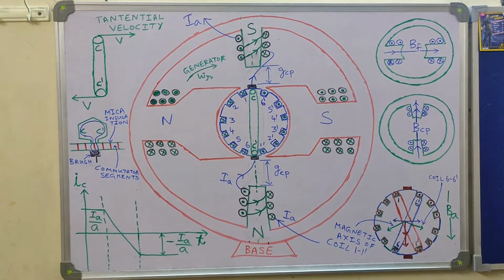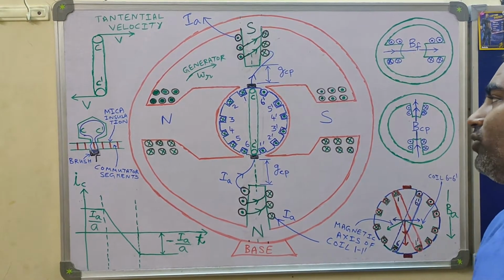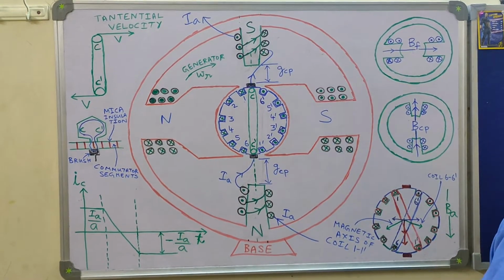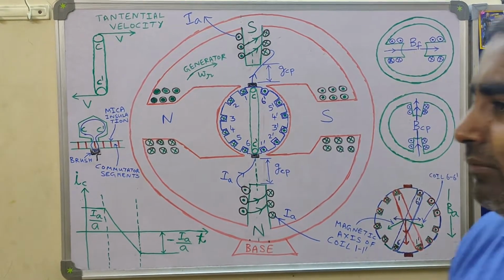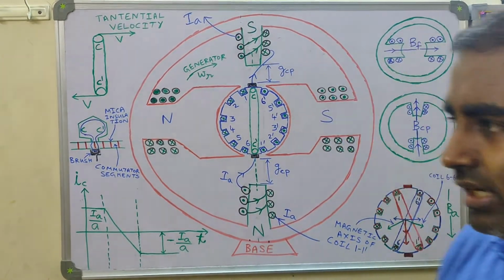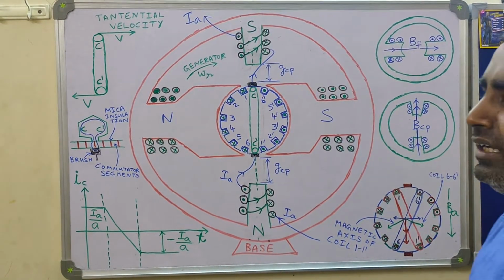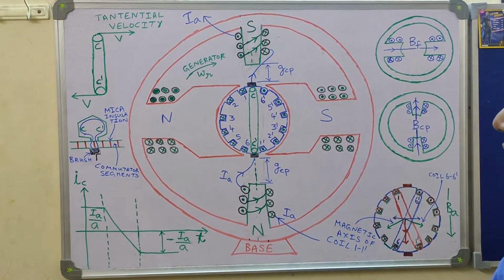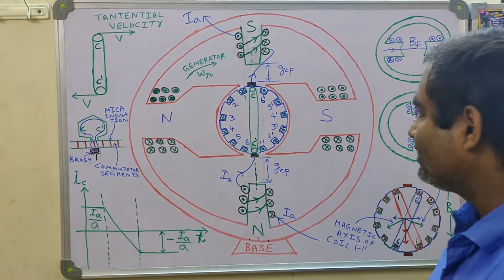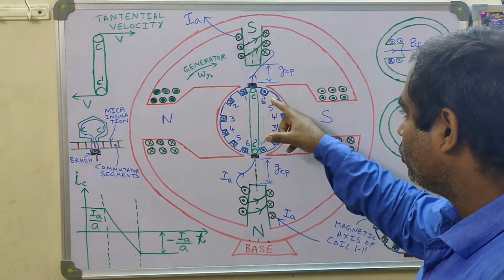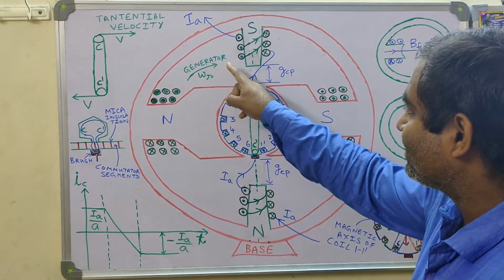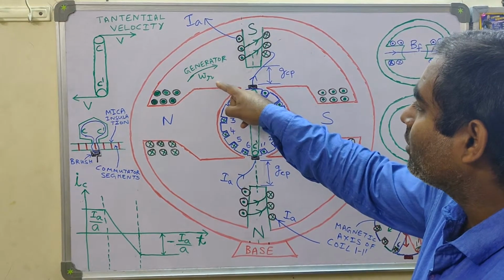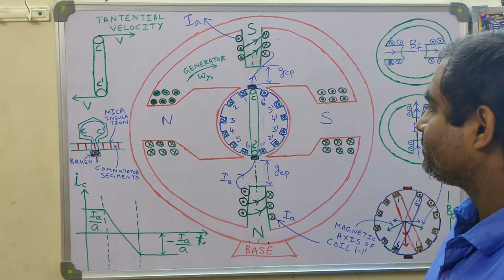So what is done, the shaft of the prime mover and the shaft of the armature core of this DC machine are mechanically coupled. So the armature core is able to share the motion which is being imparted by your prime mover. I am assuming that the prime mover is driving the armature core in clockwise direction at a uniform angular speed of omega r mechanical radians per second.